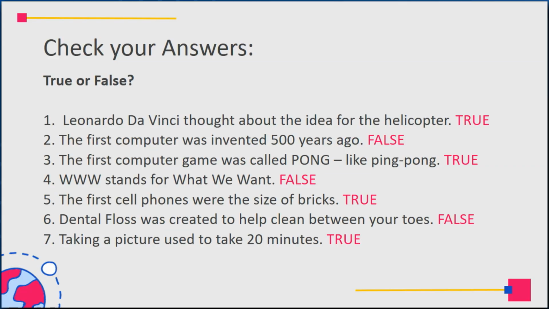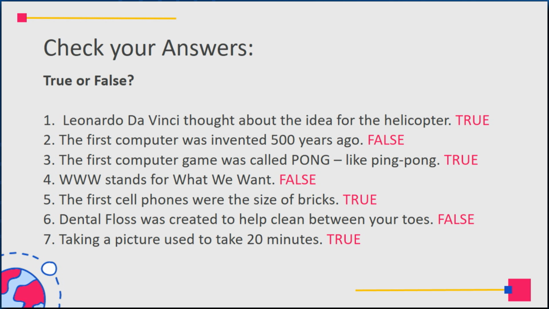Number 4, WWW stands for what we want. Absolutely false. WWW stands for, and do not say Worldwide Wrestling, that's not the point here. We're talking about communication, so it's got to be World Wide Web. I know some of you boys out there were telling me it has to do with wrestling, but it doesn't.